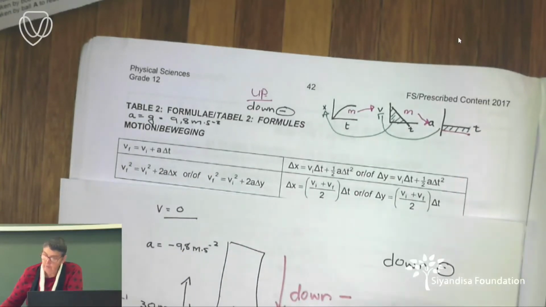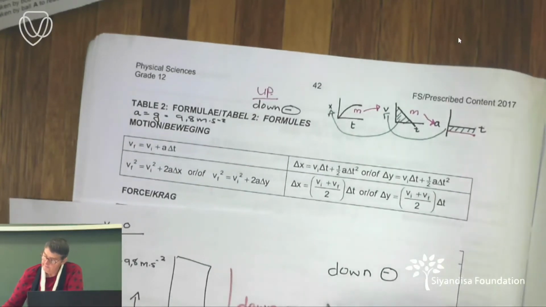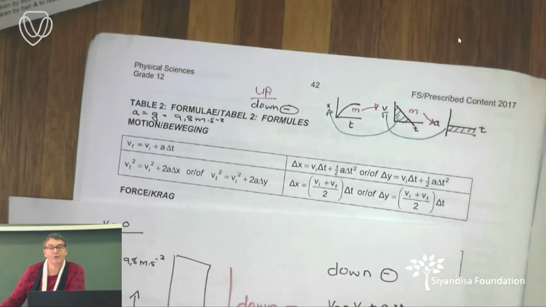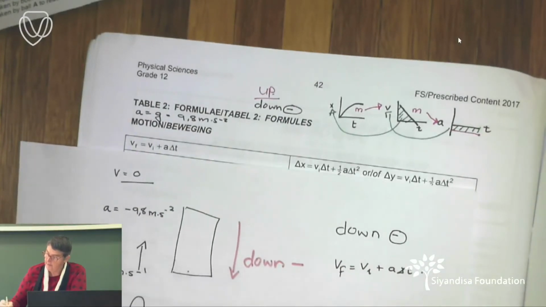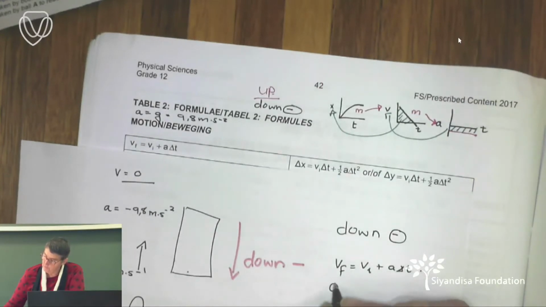So I would now go and write down my formula. Vf is equal to Vi plus a delta t. Now you have two choices. I'm going to choose this one. I'm going to say V final is equal to 0.